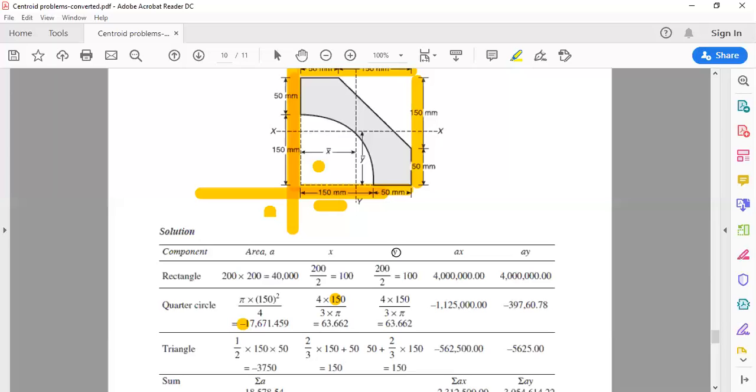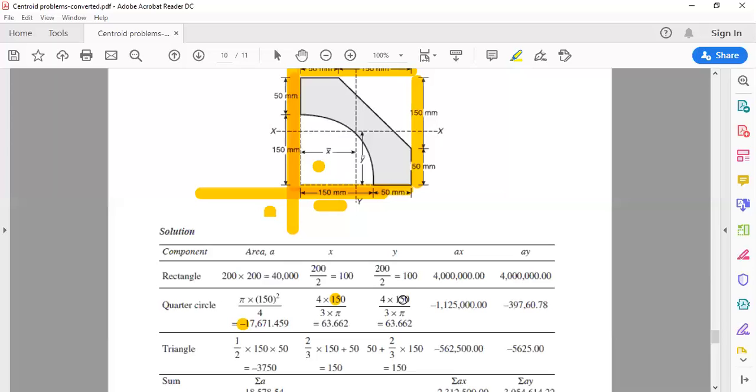Next, we have to calculate y bar of quadrant of a circle. Y bar of quadrant of a circle is to be measured always from x-axis. So distance between x-axis and individual centroid, which is again seen that x-axis is coinciding with the face of the quadrant of a circle, and distance between the face of the quadrant of a circle and the individual centroid is 4r by 3 pi again.